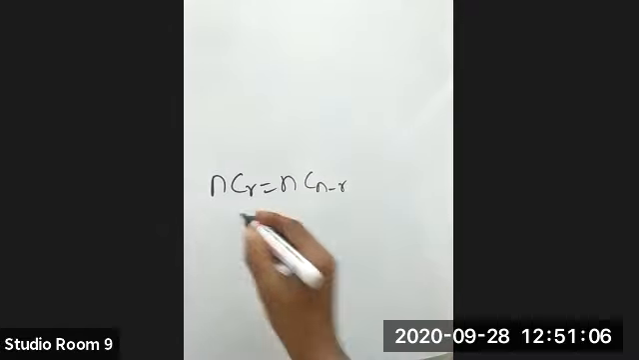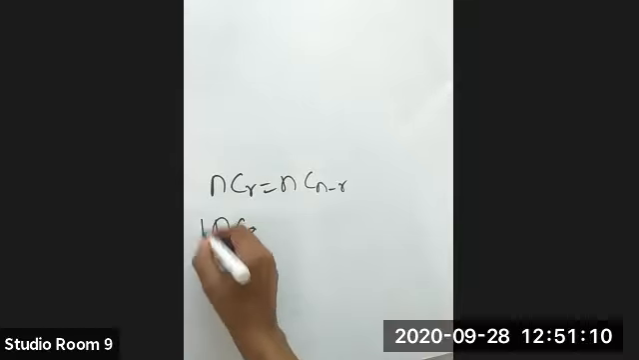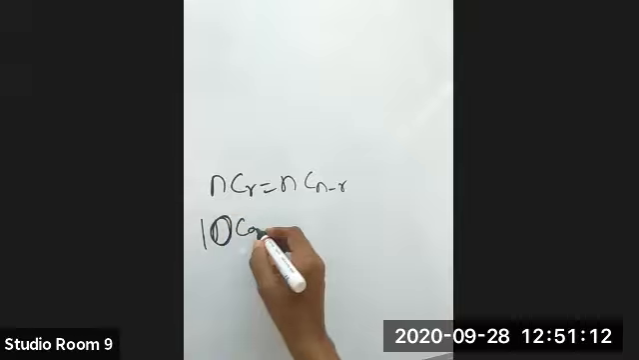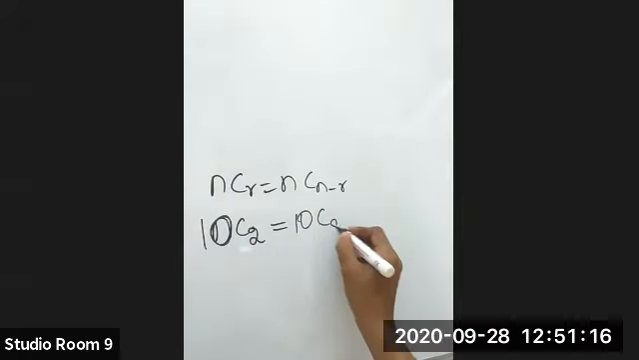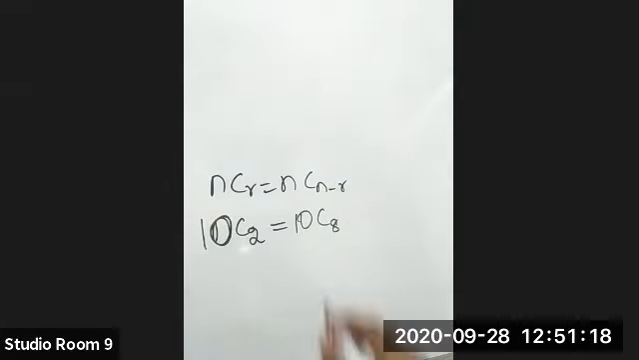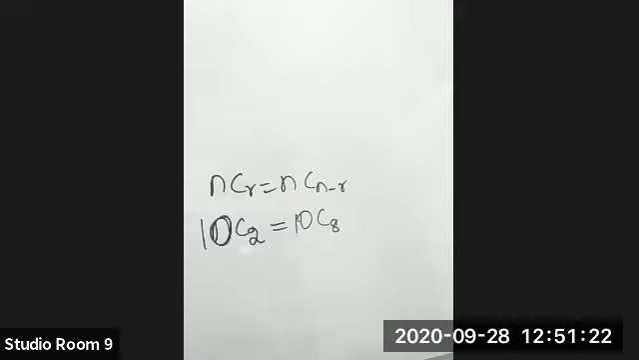NCR is NCN minus R. Suppose in the place of N, I take 10. So 10C2 will be the same as 10C8. When you add these two, will you be getting N? What is R plus N minus R? It is 10, N. Likewise here, 10C2 will be the same as 10C8. Is it clear? Is it okay?